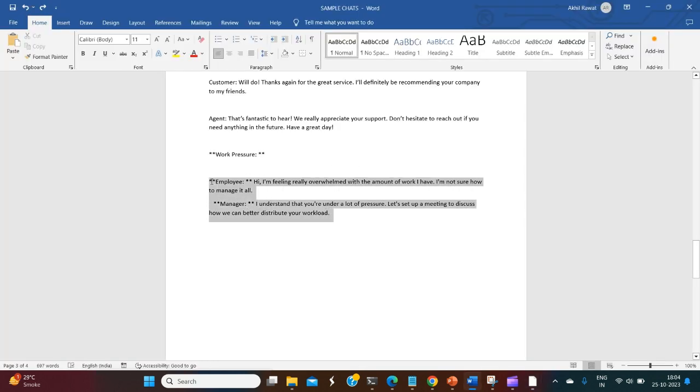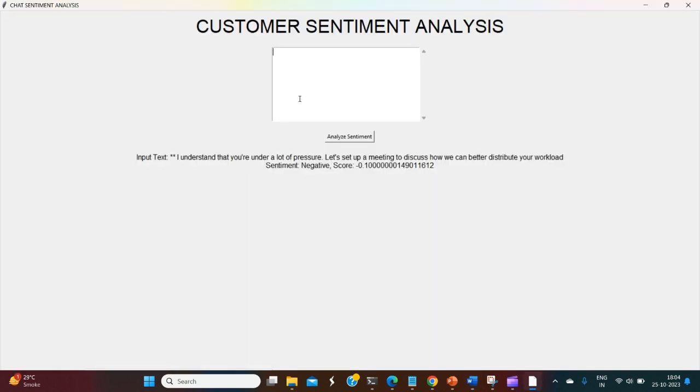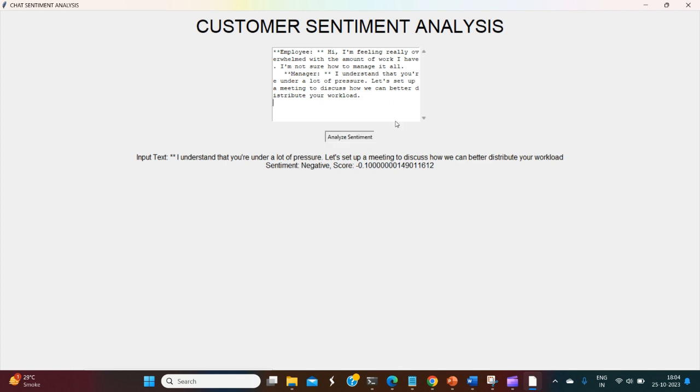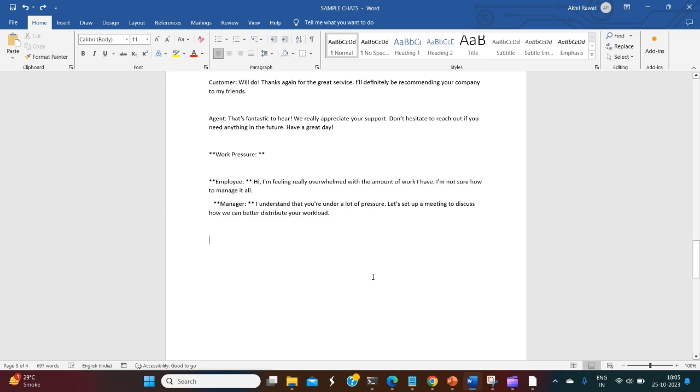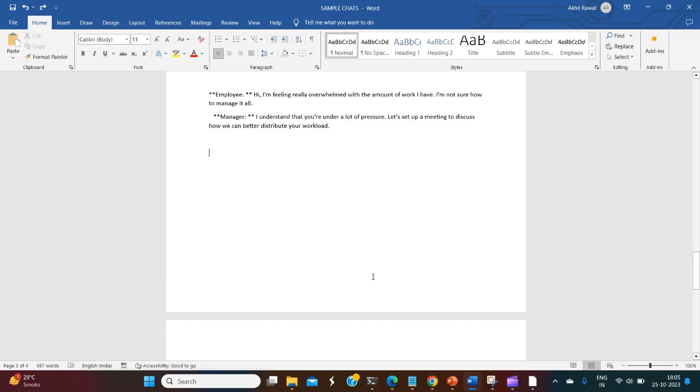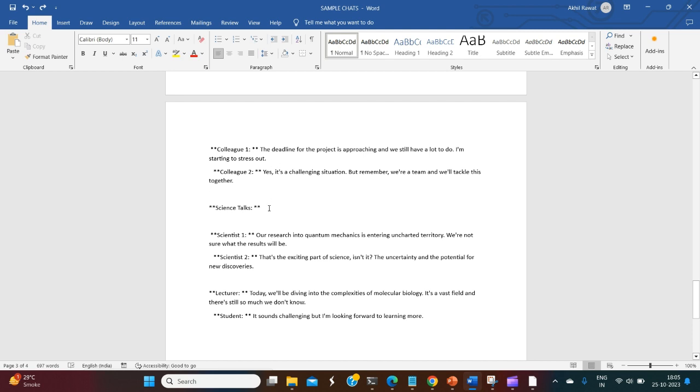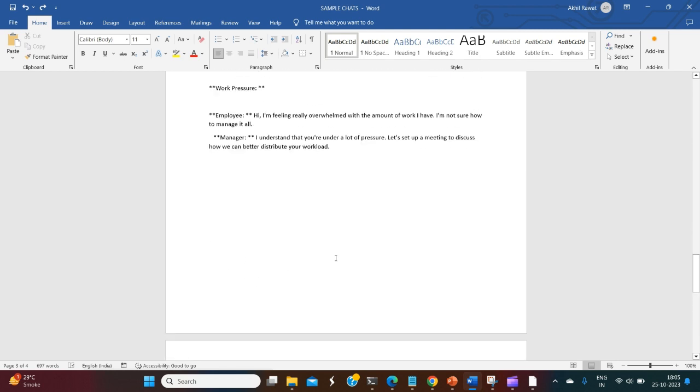But when we are giving a full conversation of employee and manager, then it becomes neutral, because both coped well in the context of one another. Between the employee and the manager, the chat has coped well, and the overall sentiment is neutral. So this is something the system is analyzing in the context of everything. I believe this was a very good, awesome example of work pressure.